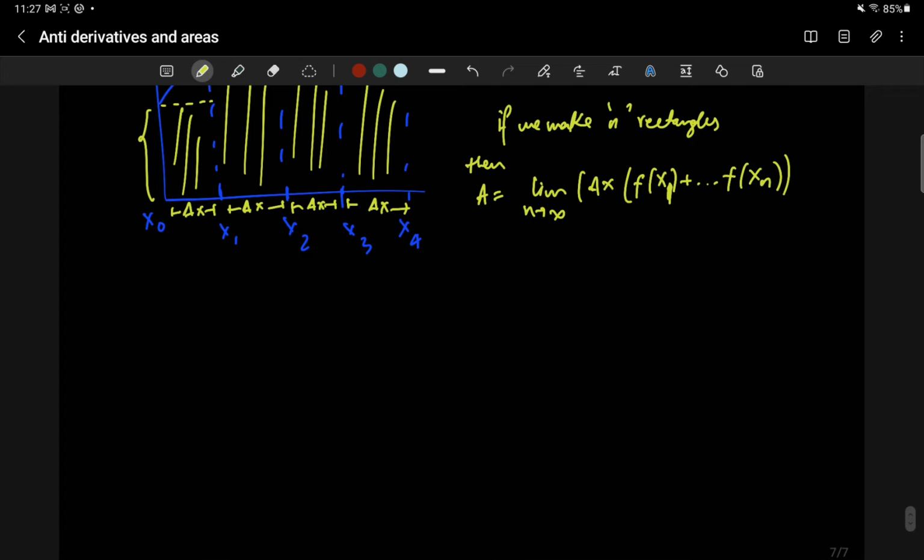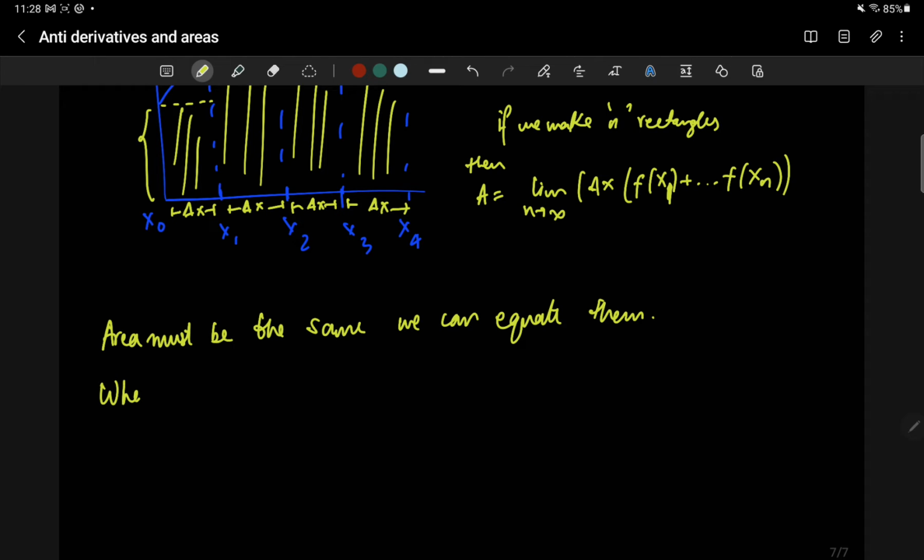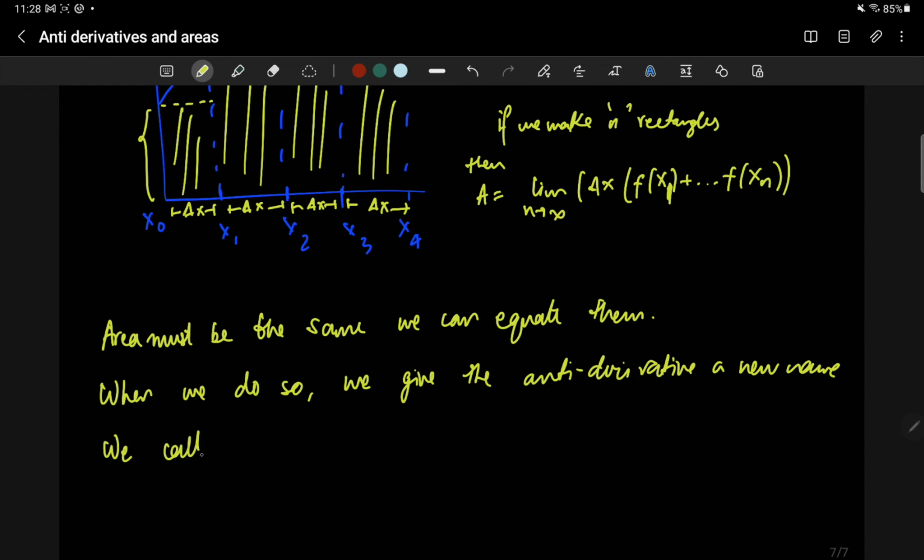Now since the area must be the same, we can equate them. And when we do so, we give the antiderivative a new name. We call it an integral.